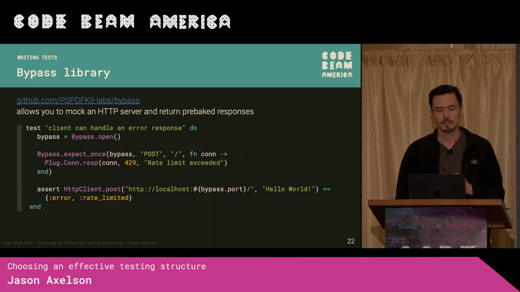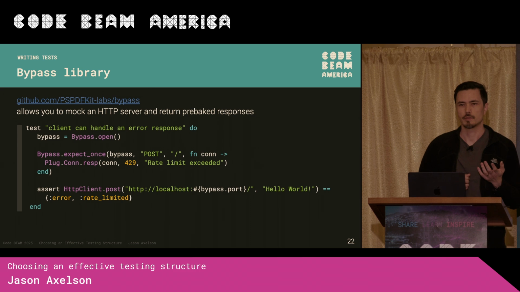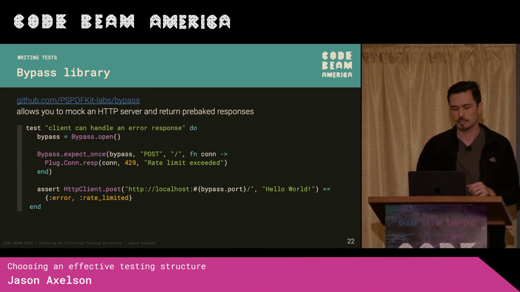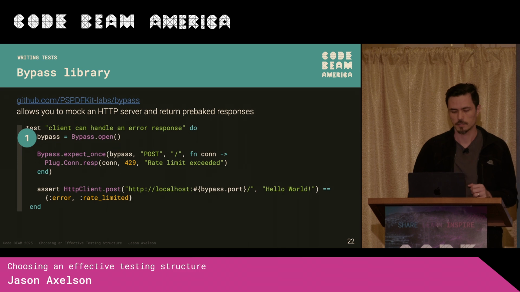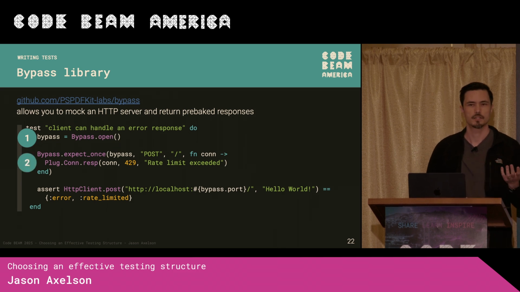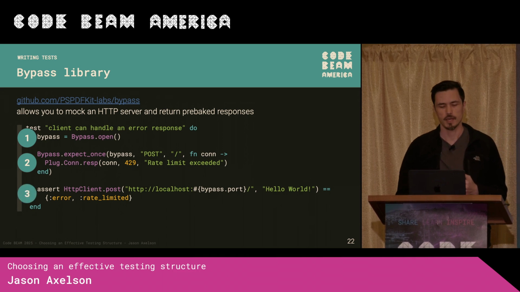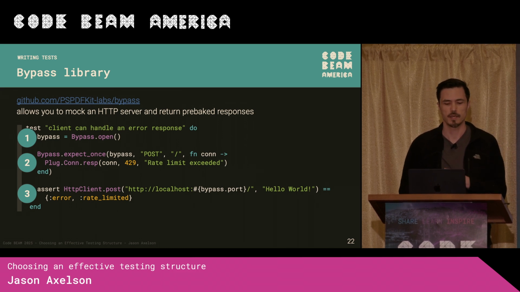Before I dive into async tests, I want to introduce a library that I use for testing, which is called Bypass. It's a library that allows you to stand up a little mini mock HTTP server and set expectations on it specific to that test. The way it works is you start your Bypass server, which creates a little mini web server inside your test. Then you set your expectations on it. So when a request is received by the Bypass server, you say, okay, I want to return, say, a 429. And then you call your code under test, and you pass it that bypass port, which is where that bypass server is running. That's how the test gets hooked up to the specific bypass server for this specific test.